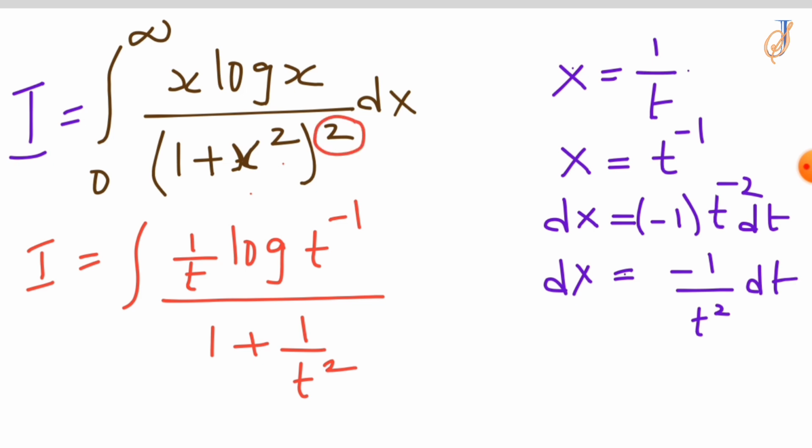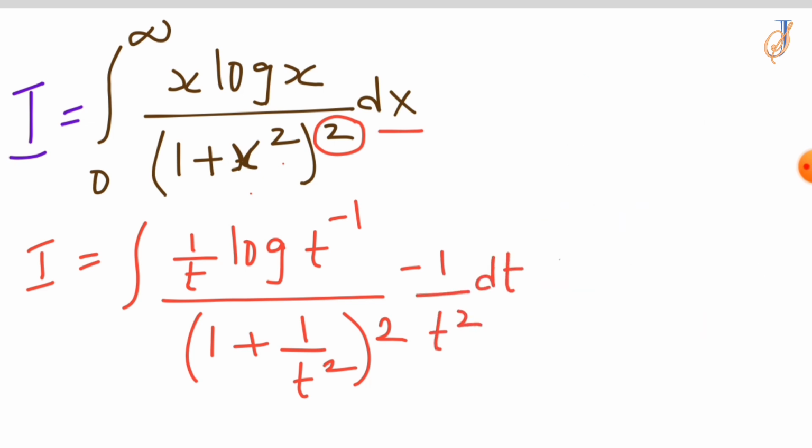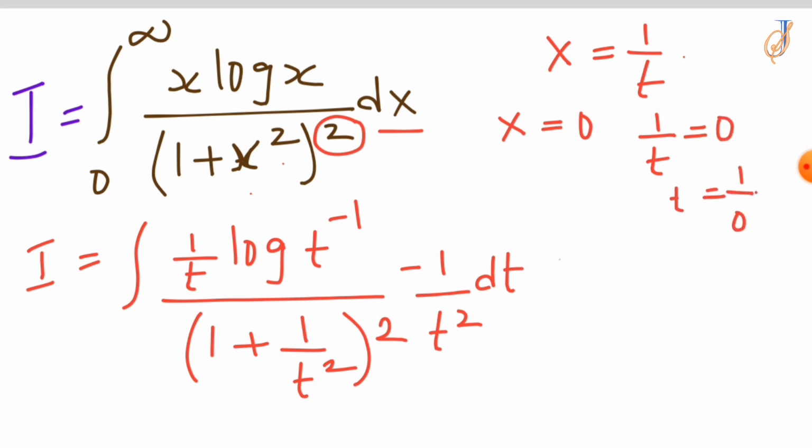Still we have power 2. So let's take power 2. Then dx is minus 1 over t power 2 dt. Now observe the limits. We have 0 as lower limit. So we consider x as 1 over t. Let's take x as 0. That means 1 over t is 0. That is t equal to 1 over 0, which is infinity. So the lower limit turns into infinity.